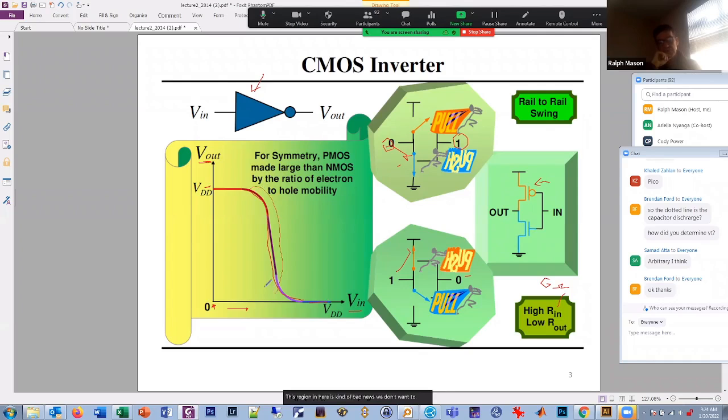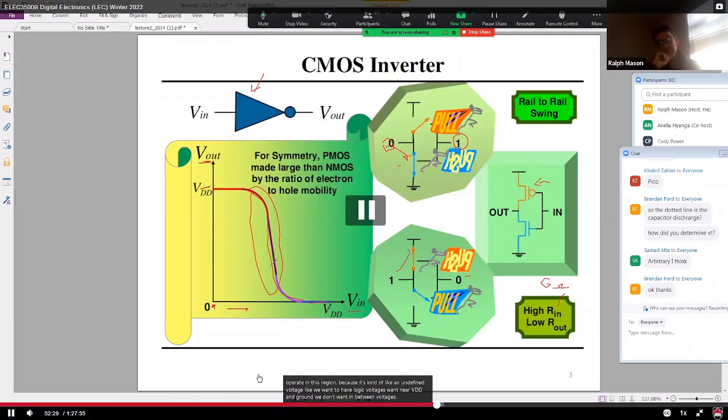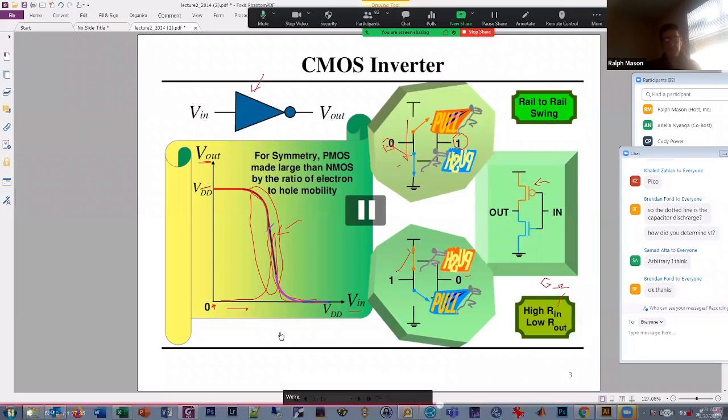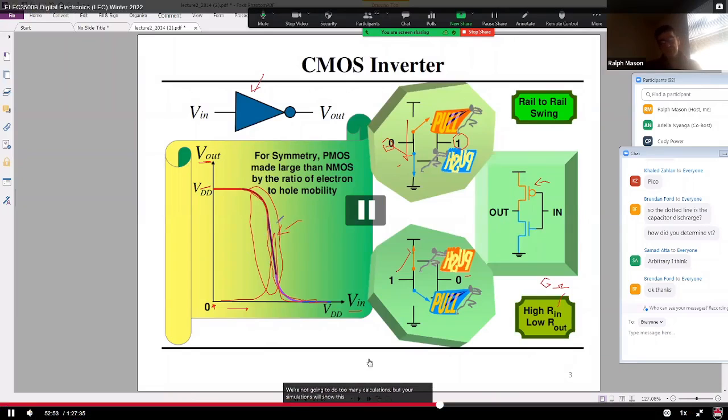This region in here is kind of bad news. We don't want to operate in this region because it's kind of like an undefined voltage. We want logic voltages near VDD and ground. We don't want in between voltages. So we want to transition through this very quickly. And another thing that's not nice about this region is if you looked at the current going on here, when they're both on, there can be a short circuit current between them. So if you were to plot the current, it would look something like this. There's no current when you're at VDD or 0. In between, there can be this short circuit current. We're not going to do too many calculations, but your simulations will show this, but we don't like that region at all. So we want to transition through there.